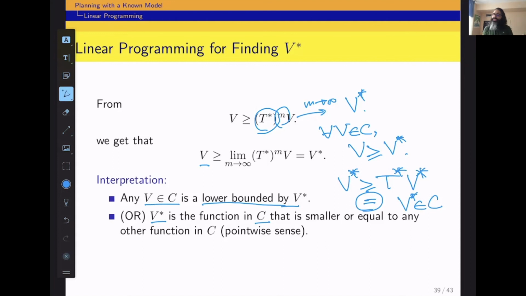Okay, so what is the idea? Now we have a C, a set of value functions that have this property. And then we know that v star is the function that is smaller than any of them, but still within that C. So how can we find that? Any idea?